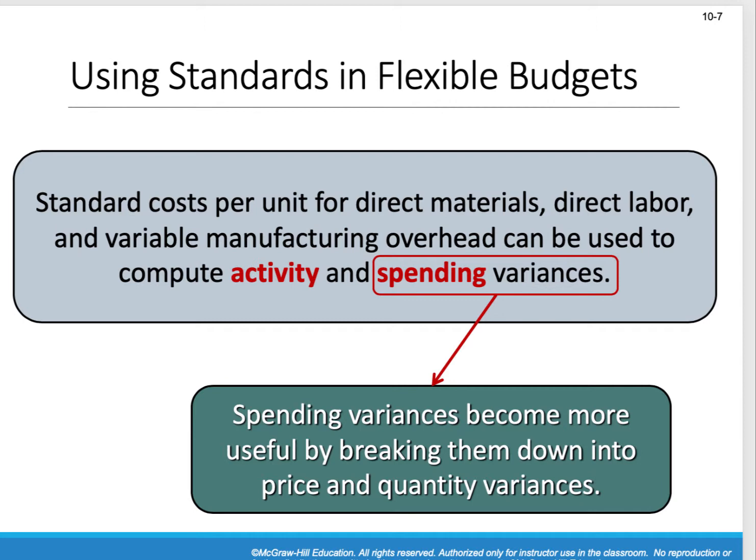Okay, so what we're going to do, and this is kind of what I talked about a little bit at the beginning of the video, is look at those standard costs for DM, DL, and variable MOH. We're going to compute activity and spending variance for these. Okay, remember, when it comes to spending variance, we're basically breaking it down into two components: a price component and a quantity component, or a price variance and a quantity variance.